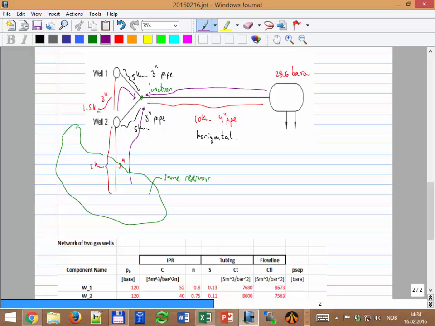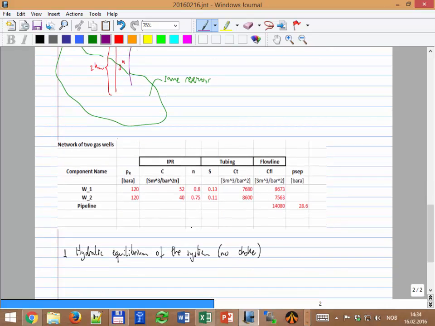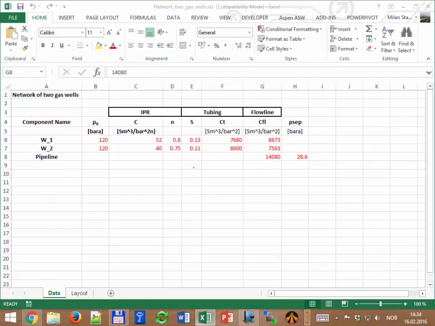And we are going to get 3 values, okay? And then we have to change the rate of each well until, or we can also change P junction, but we are going to change the rate of each well until these 3 pressures are the same. Okay. So let's begin to do that on our Excel sheet.